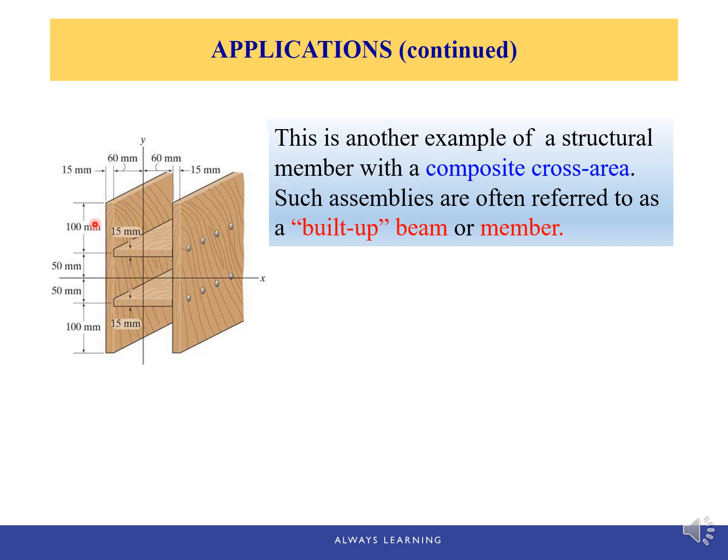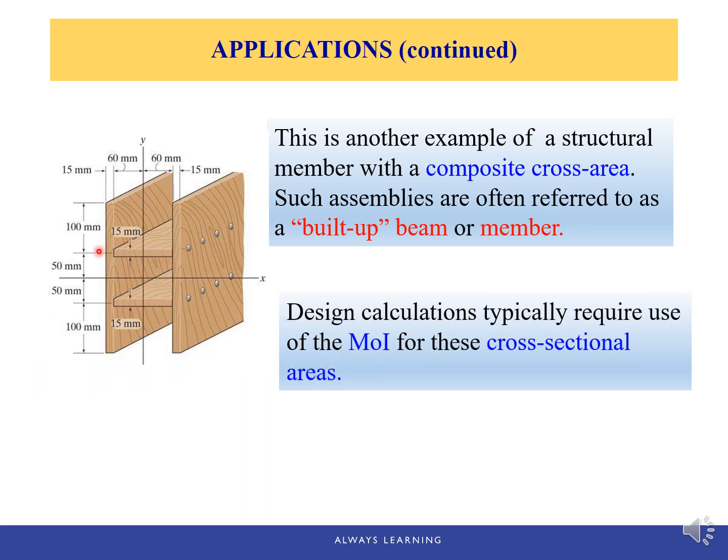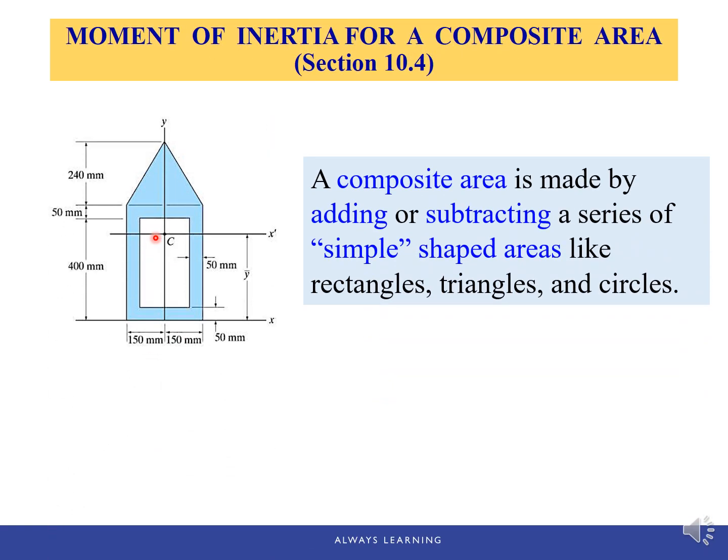And this is another example of a structural member with a composite cross area. Such assemblies are often referred to as a built-up beam or member, or a composite area. So design calculations typically require the use of moment of inertia for these cross-sectional areas. Again, we need the moment of inertia to determine the stress distribution over the cross-sectional area.